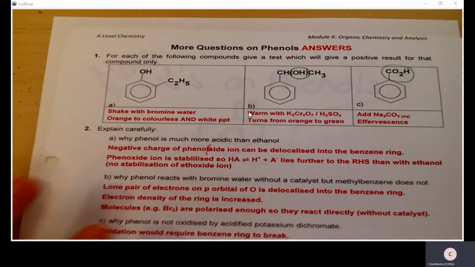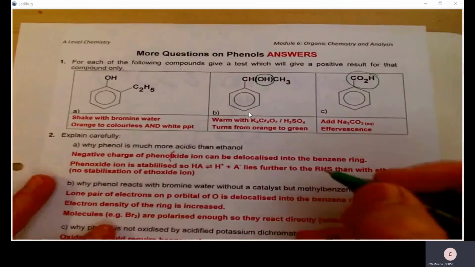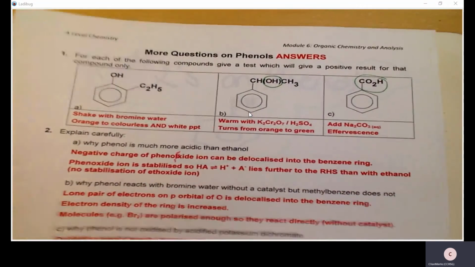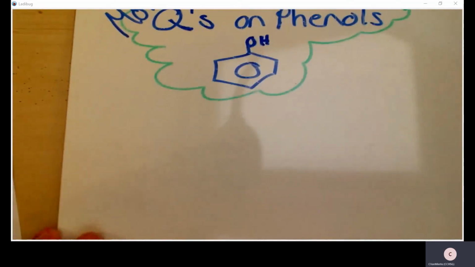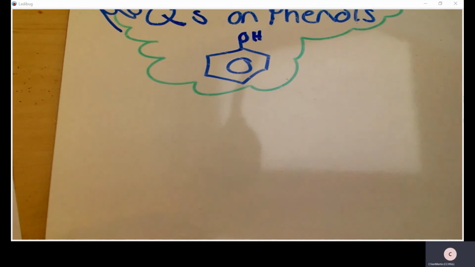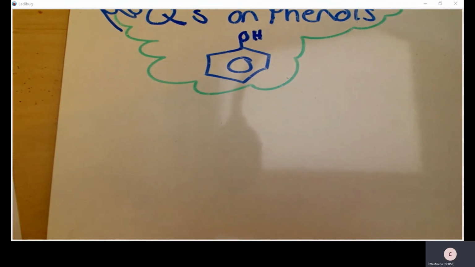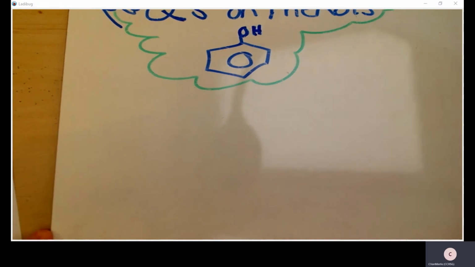Then on our explanations, we need to explain why phenol is much more acidic than ethanol. When we were learning about this, and I'm just going to draw on the whiteboard so I don't destroy my mark scheme here, we had a look at how the negative charge on the ions can be delocalized, giving greater stability.